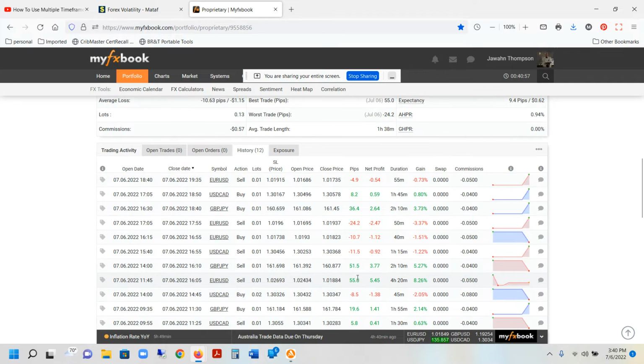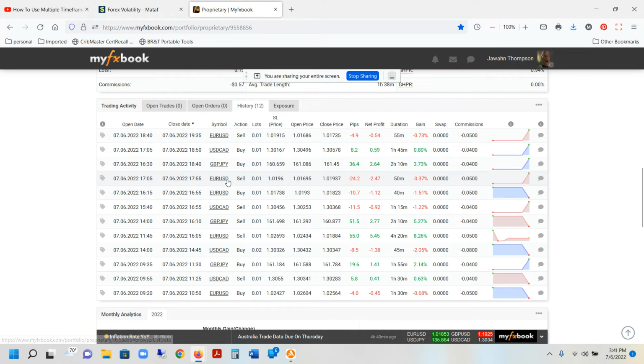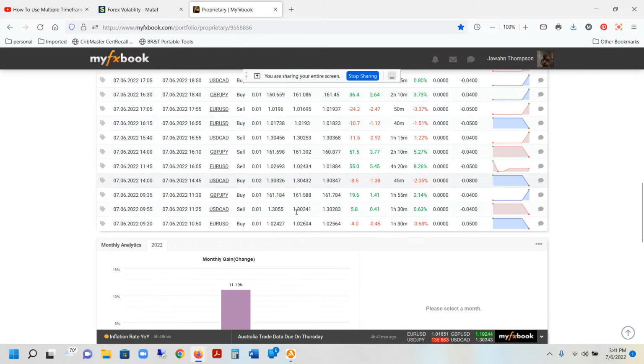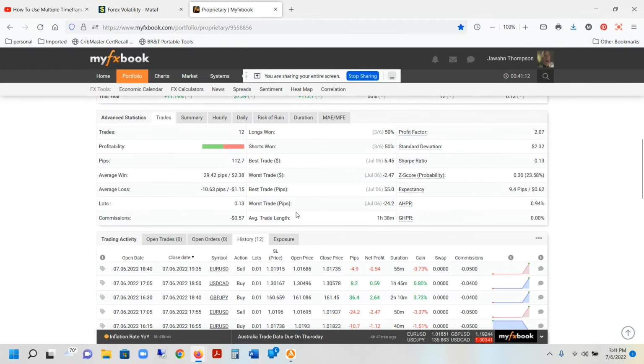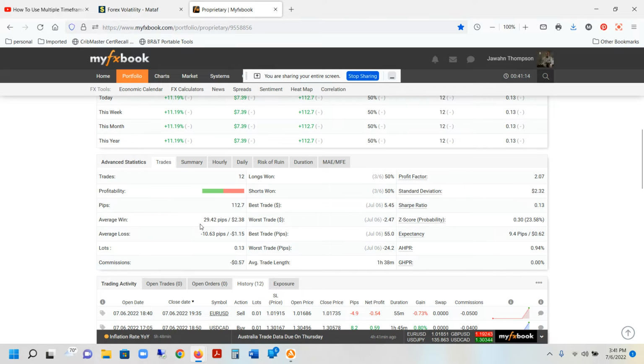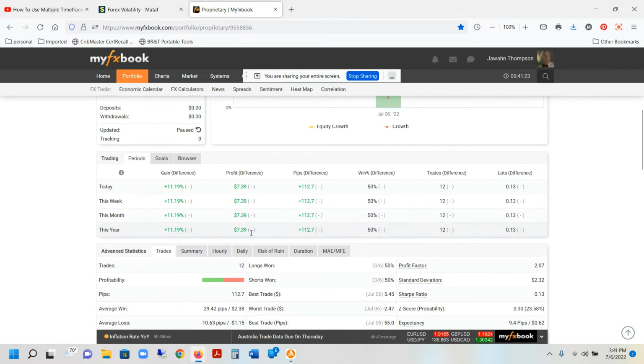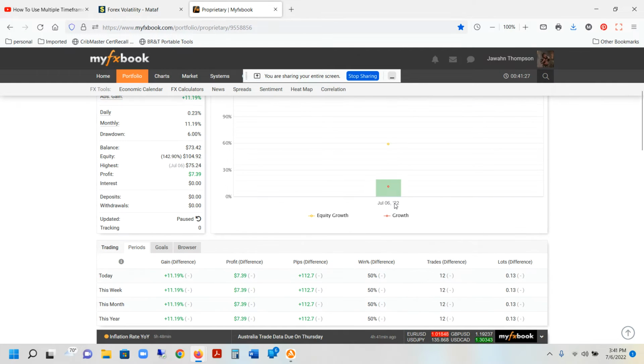The losses are way smaller than the wins, which is what you want. I'm only trading 3 pairs: Euro US, US CAD, and British Pound Japanese. That's just what I picked. So anyhow, my average win is about 30 pips, and my average loss is about 10 pips. So my average profit is twice my loss. So yeah, 112 pips. That's just today.